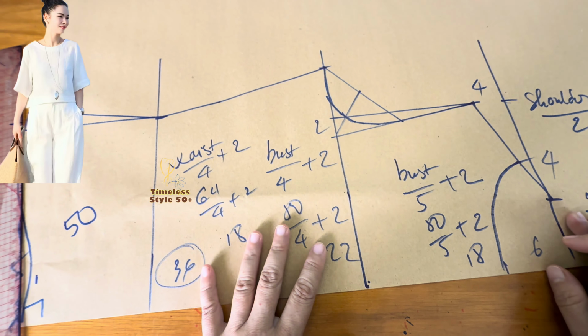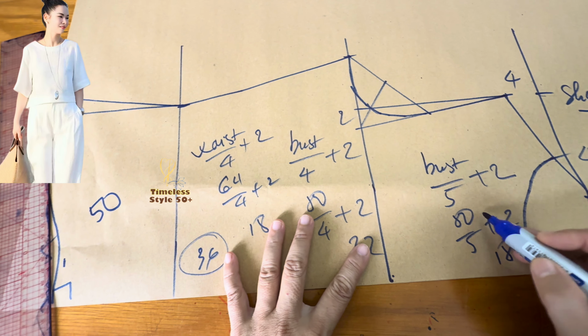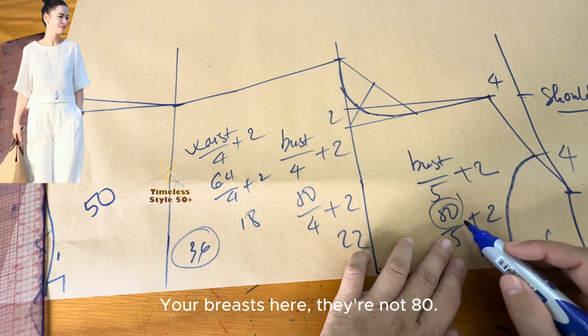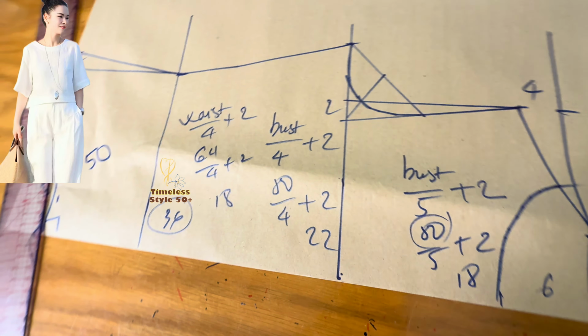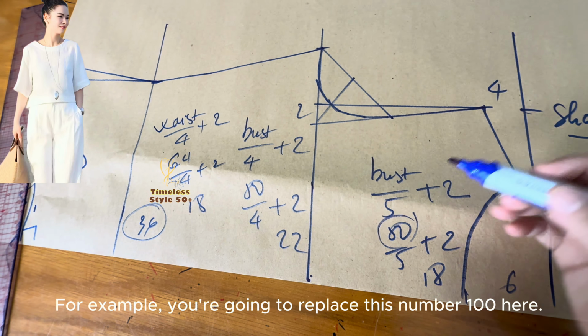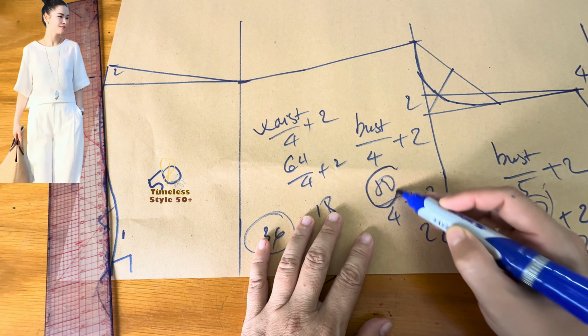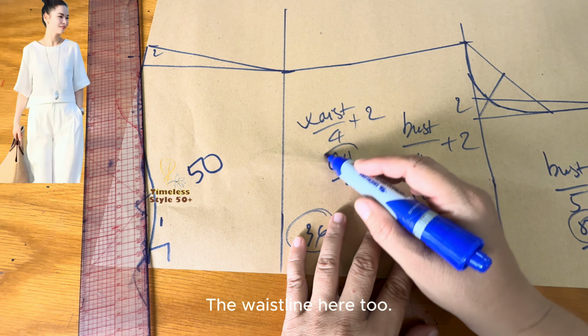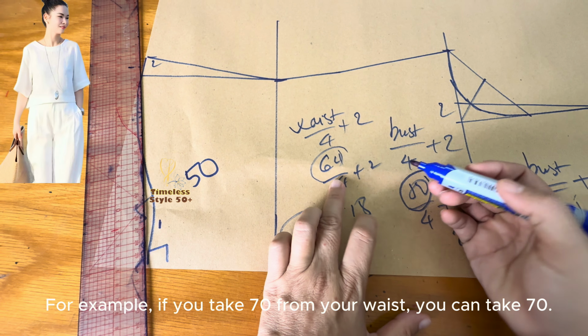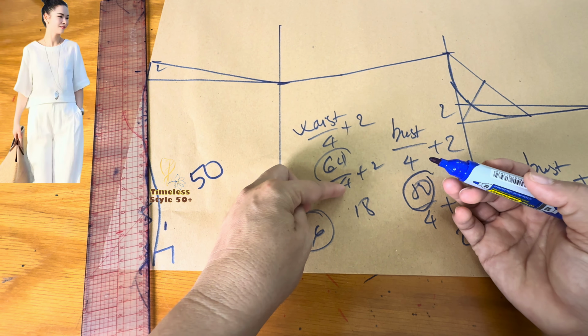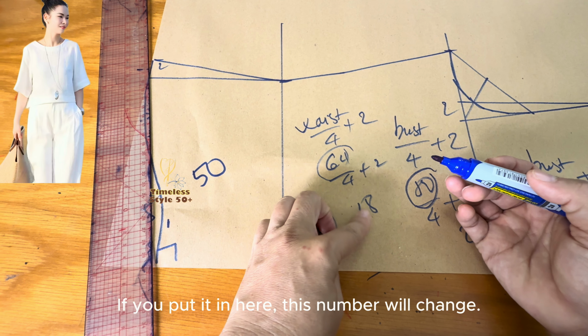And it's the same. If your bust is not 80, it's a number of 100, for example, you're going to replace this number with 100 here. Same with this one, the waistline here too. For example, if you take 70 from your waist, you can take 70. If you put it in here, this number will change.